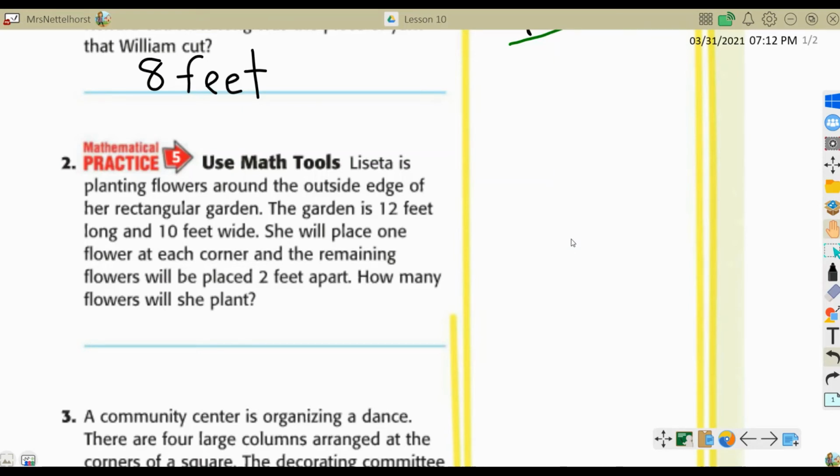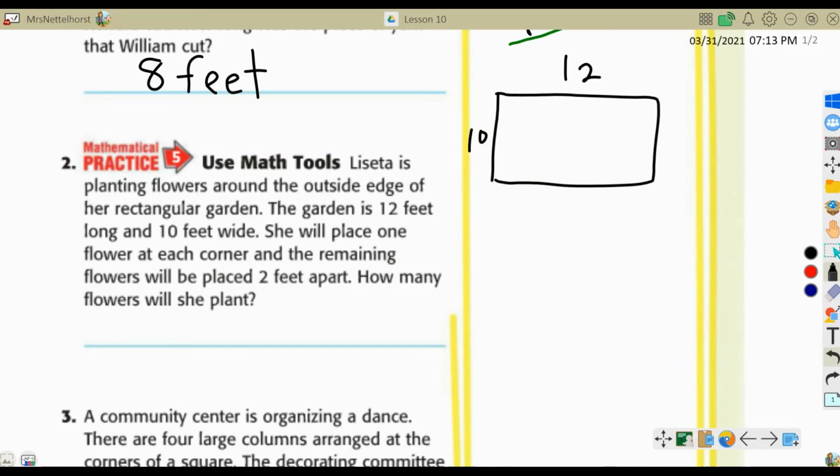The question then is, let's read it with the question. Lisetta is planting flowers around the outside edge of her rectangular garden. The garden is 12 feet long and 10 feet wide. She will place one flower at each corner, and the remaining flowers will be placed 2 feet apart. How many flowers will she plant? Okay, so first we're going to draw a diagram. So we're going to draw a rectangle. And we know that this rectangle is 12 feet this way and 10 feet this way.